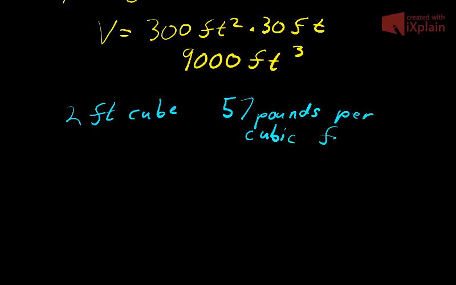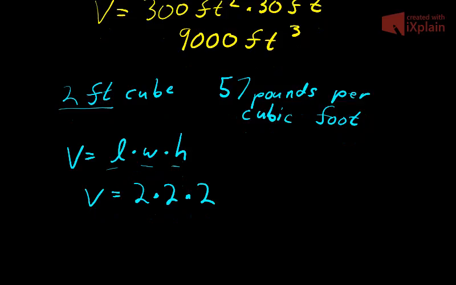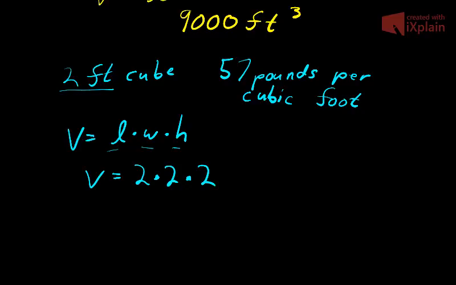I'm trying to find my volume first. My volume is going to be equal to the length times the width times the height. For my cube, I know that 2 feet is going to be the length, the width, and the height. So my volume is going to be 2 times 2 times 2, which is 2 times 2 is 4, times 2 is 8. That means I'm going to have 8 feet cubed as my volume.